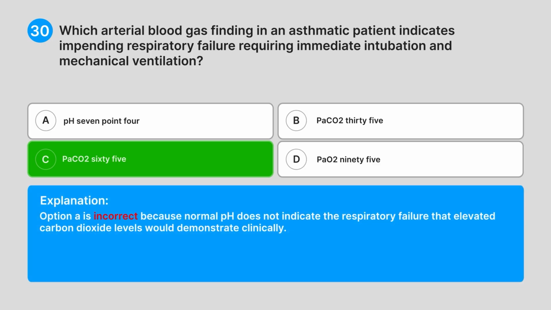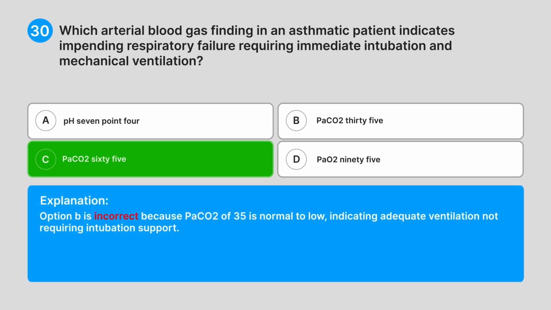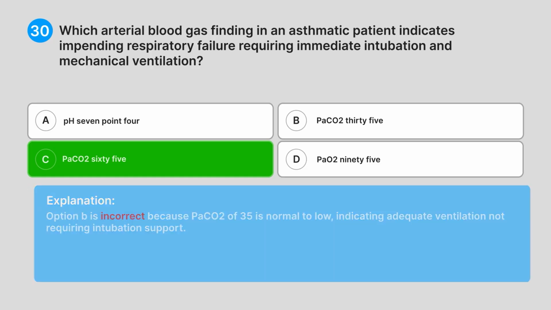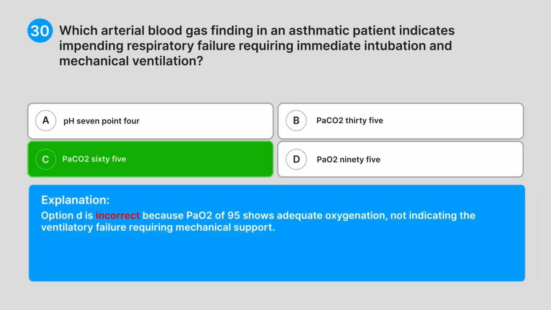Option A is incorrect because normal pH does not indicate the respiratory failure that elevated carbon dioxide levels would demonstrate clinically. Option B is incorrect because PaCO2 of 35 is normal to low, indicating adequate ventilation, not requiring intubation support. Option D is incorrect because PaO2 of 95 shows adequate oxygenation, not indicating the ventilatory failure requiring mechanical support.